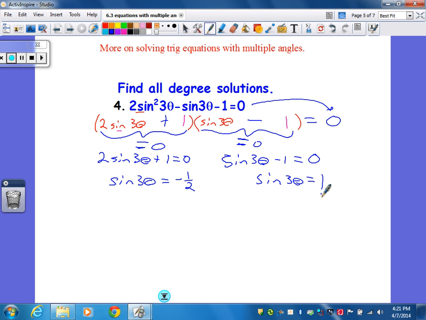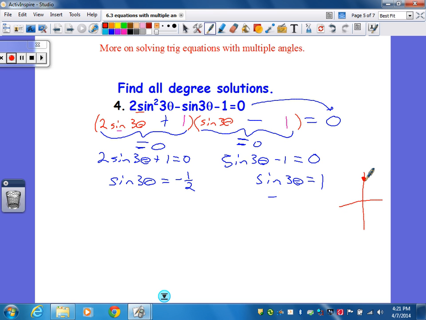Just because I'm looking over here and seeing the 1, I'm going to work with that side first. I want to get all the points I can as fast as possible. Well, I need to think back to my unit circle once again. This is just like the problems before. Where is sine 1? Sine is 1 up here. Okay, so that's one place.